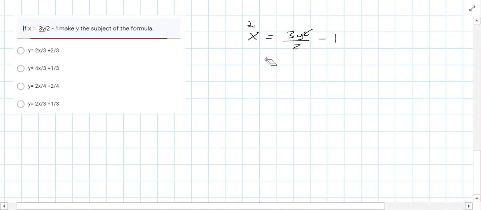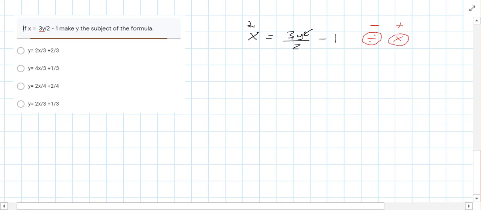So the first thing you really want to focus on is getting rid of this fraction here. Now, how do we get rid of a fraction? A way to think about this is you do the opposite of whatever the operation is. So for example, if we have minus, the opposite of minus is plus. If we have division, the opposite of division is multiplication. So this means 3y divided by 2, so we're dealing with division. The opposite of division is multiplication.